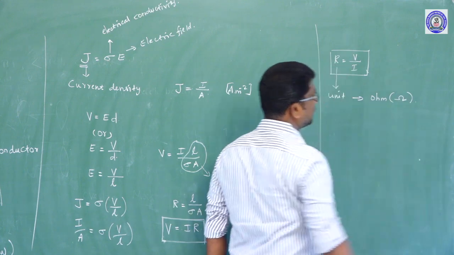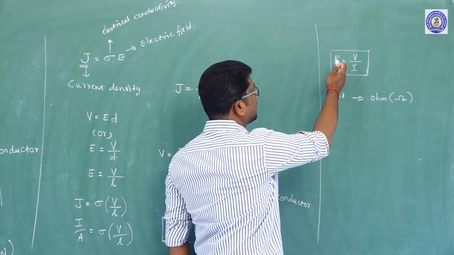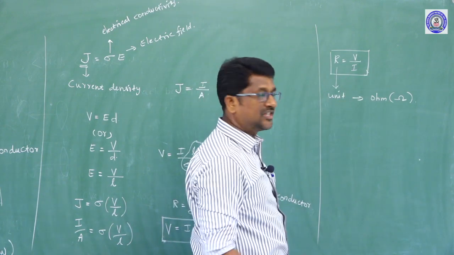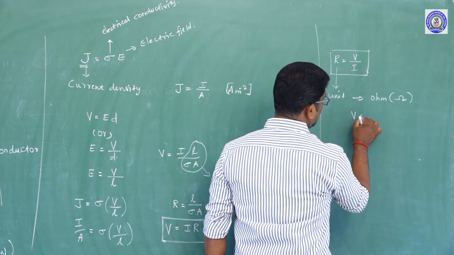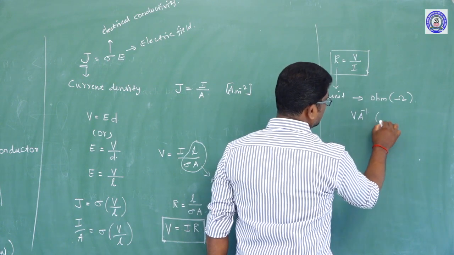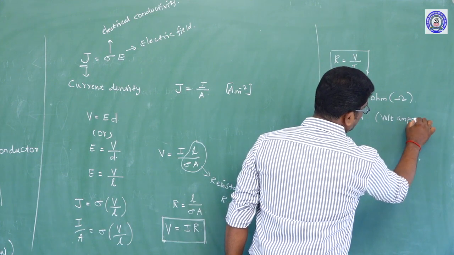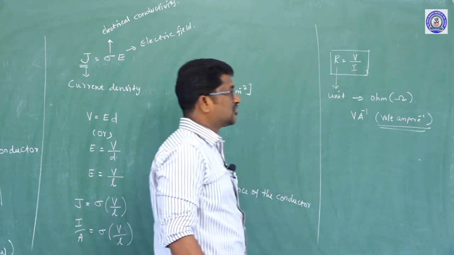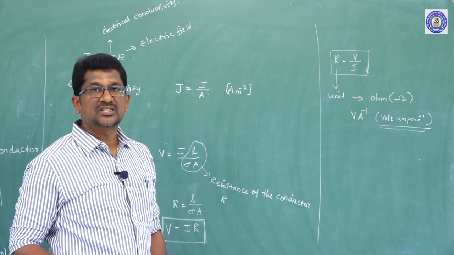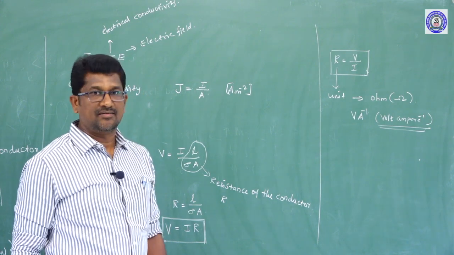This is the symbol of the unit of resistance, that is the ohm symbol, and the unit of resistance is ohm. This is the SI unit. And another unit of resistance is volt ampere inverse. Volt ampere inverse is another unit of resistance of the conductor. The SI unit of resistance of the conductor is ohm, but another unit is volt ampere inverse.